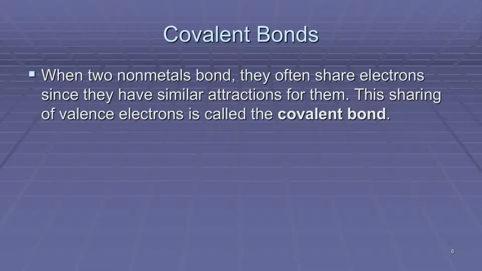All right, so we're going to start with covalent bonds. Even though chapter 9 actually starts with ionic bonds, we're going to put that off a little bit in the PowerPoint. So when two nonmetals bond, what they do is share electrons. It's because they have similar attractions for the electrons. One doesn't have a stronger attraction for an electron than the other one does, and so they can't really steal the electrons away from each other. And so they share them. When there is a shared pair of electrons between two atoms, we call that a covalent bond.